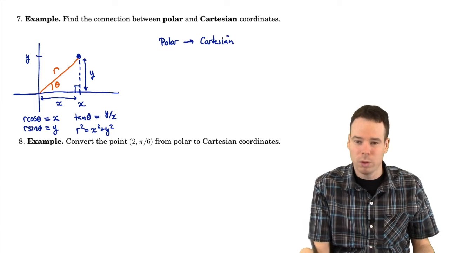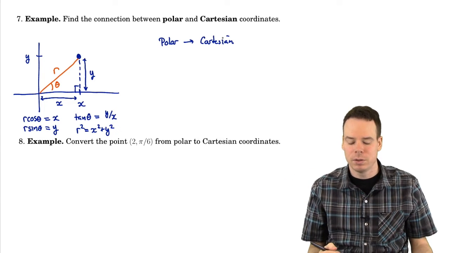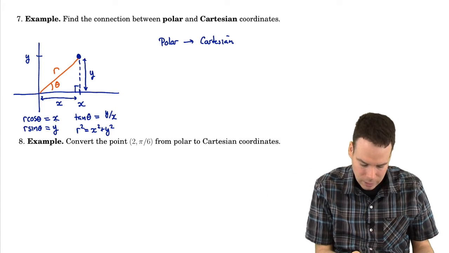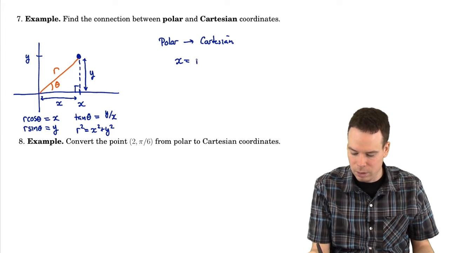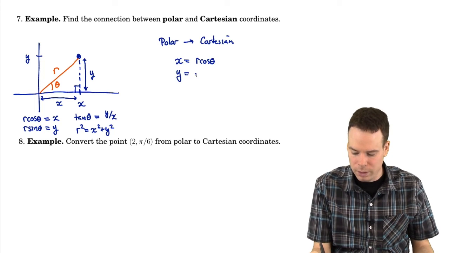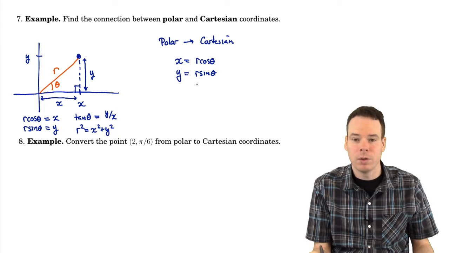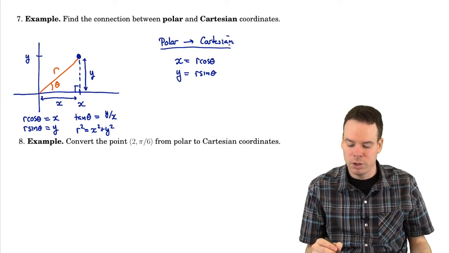If I know the polar coordinates of the point, I know the r and the theta value, how do I get the x and the y values? Well, I look at my relationships and I say, hey, x is related to r and theta. x is r cos theta. So if I know the r and theta value, I can get x. Oh, and y is r sine theta. So if I know the r and theta value, I can get y. So there's our polar coordinate to Cartesian coordinate relationship.